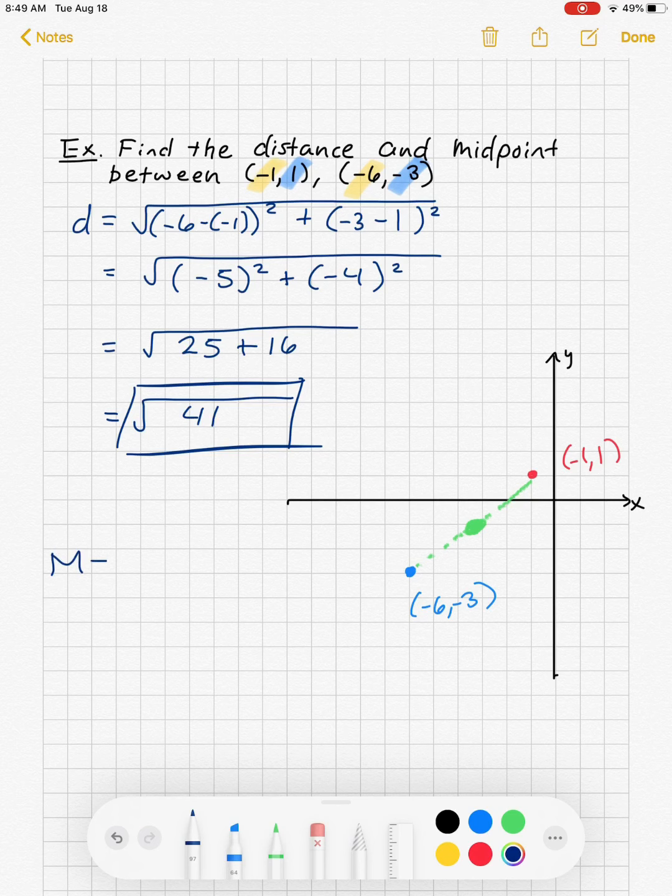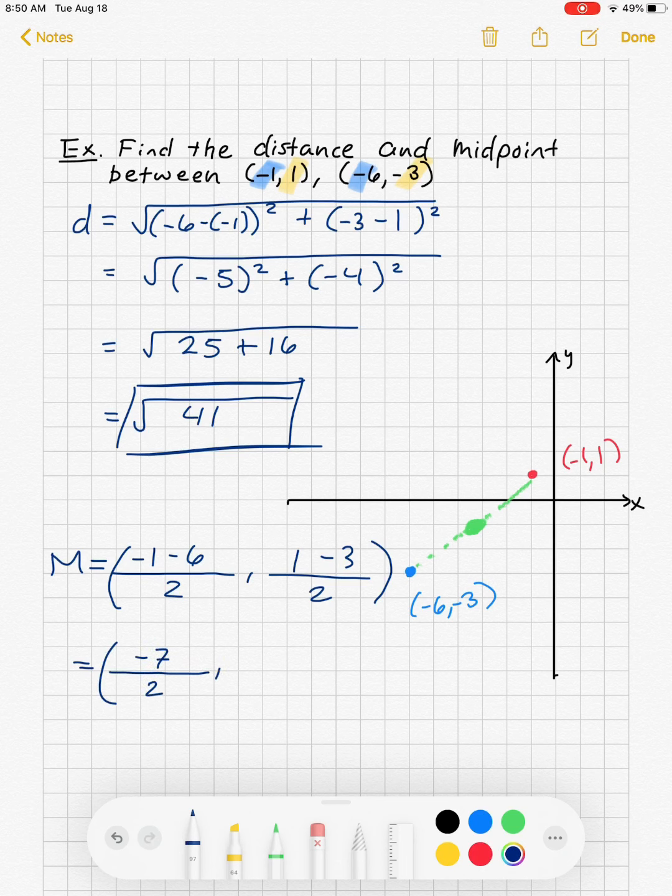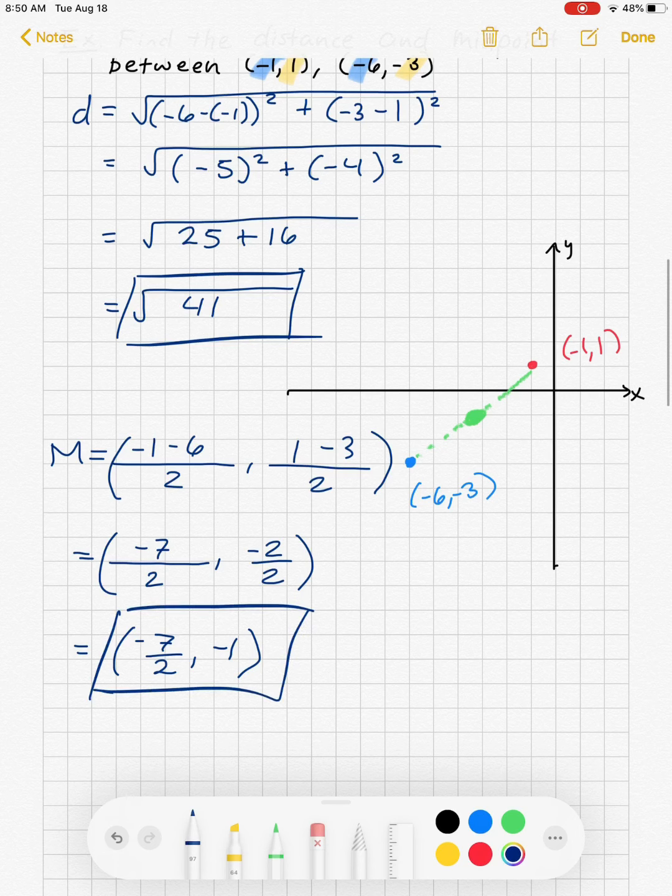So the midpoint, set up a coordinate pair. I'm going to be averaging the 2 x's and the 2 y's. Okay, so the x's, so -1 plus -6. The y's, 1 plus -3, so 1 minus 3. So -7 and -2 over 2, so -7/2, -1. So that should be the point halfway in between. So that's -3.5, -1. So let's see if it looks about where I was thinking it would be here. 1, 2, 3. Yeah, look at that. So there's the midpoint. So I did a pretty decent job on the sketch.